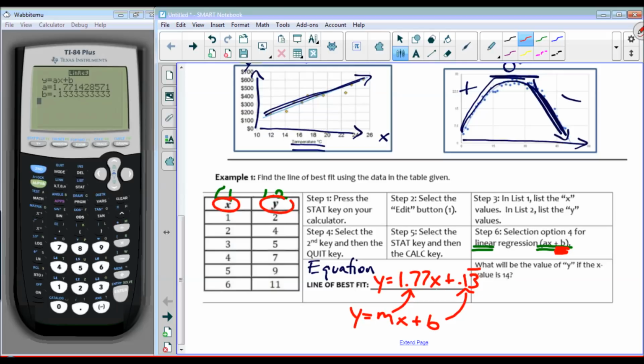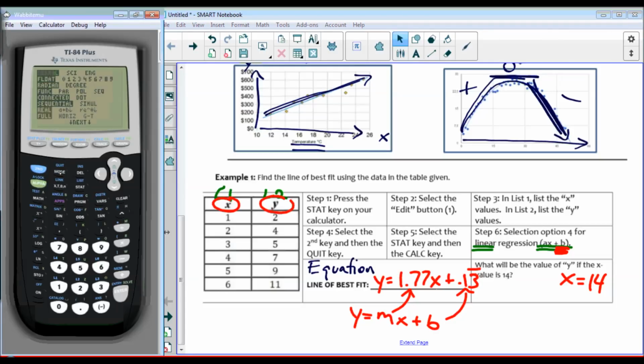Now this follow-up question asks, what's the value of y if the x value is 14? That's basically just saying x equals 14, plug that in, figure out what y equals. So I'm going to substitute that in. I'm going to do it on the calculator: 1.77 times 14 plus 0.13 repeating. I'm just going to type in a bunch of threes. And that equals 24.9.